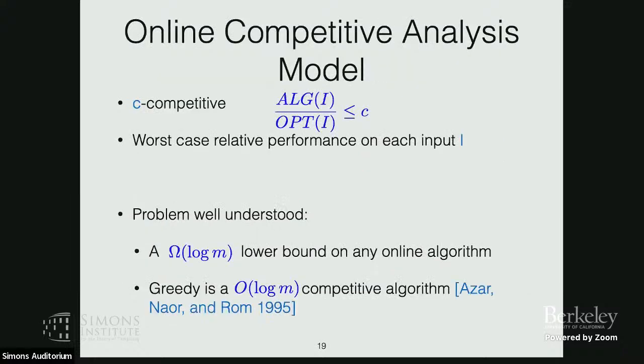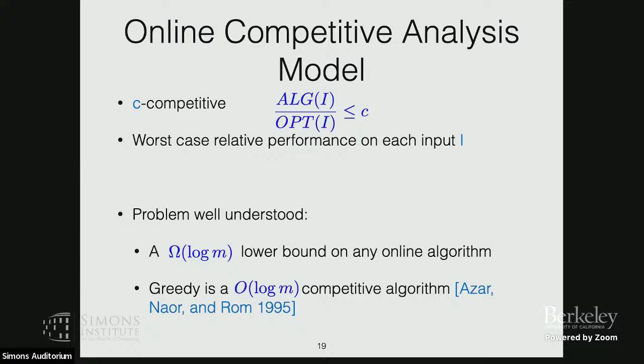If I'm going to look at this problem and try to design algorithms for it, what I might do is use the competitive analysis model. Here we say an algorithm is C competitive if the algorithm's performance relative to the optimal solution is bounded by C for any instance. That means that no matter what instance I see, the algorithm's makespan is at most C times larger than optimal. So I use competitive analysis.